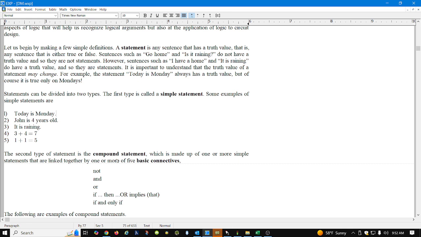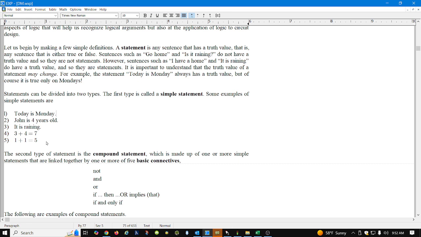Simple statements are statements without what are called connectives, and I'll explain that in a minute. So here are some examples of simple statements. Today is Monday. John's 4 years old. It is raining. 3 plus 4 equals 7. 1 plus 1 equals 5. False, but it's still a statement.